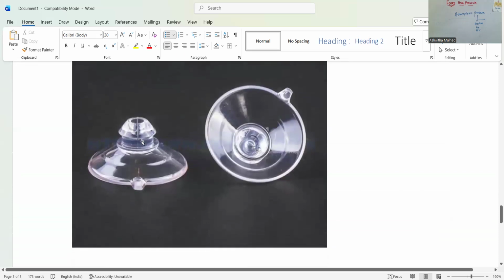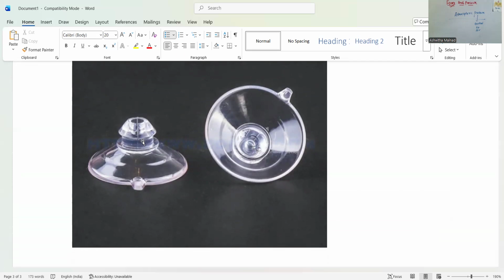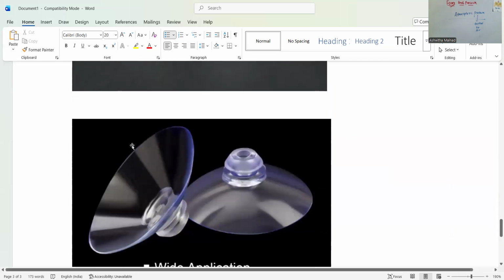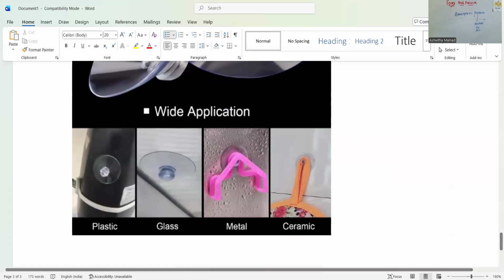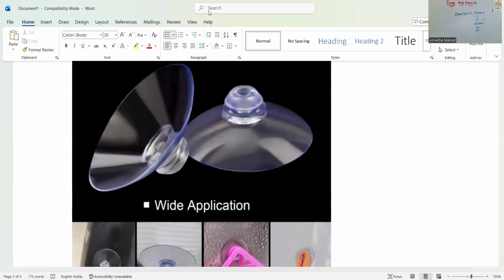So, take a rubber sucker like this, stick it onto the surface, let it stick properly, and then start pulling it. Can you? You can, but you have to apply a lot of force. Only when you pull with great force will it come off. And the pressure you give should be more than the atmospheric pressure. Only then will it come off. That is why this rubber sucker is in wide application with plastic, glass, metal and ceramic to hold things. Because it sticks firmly, the pressure on it is abundant.